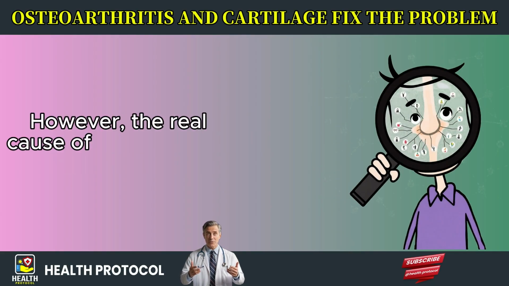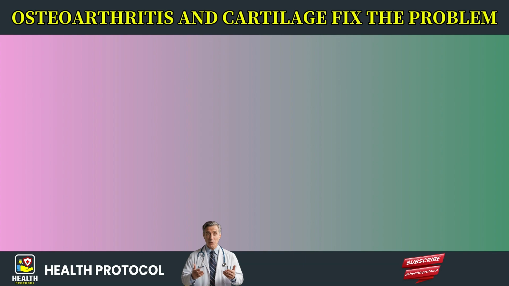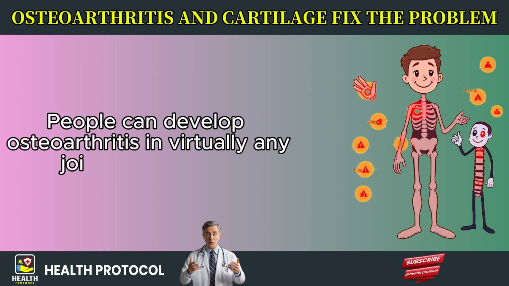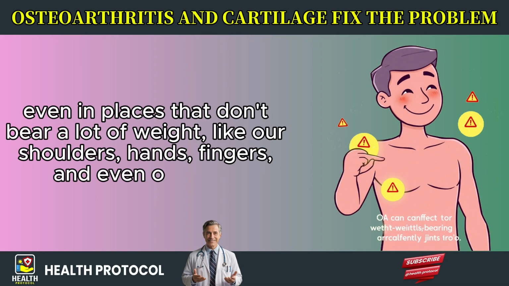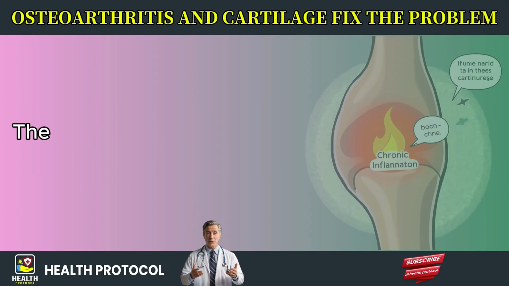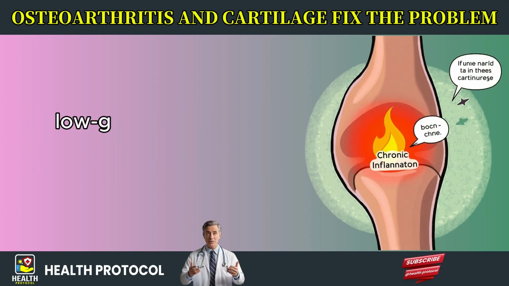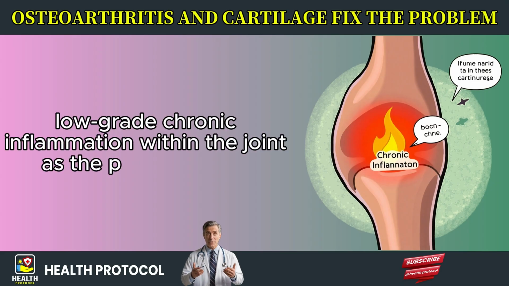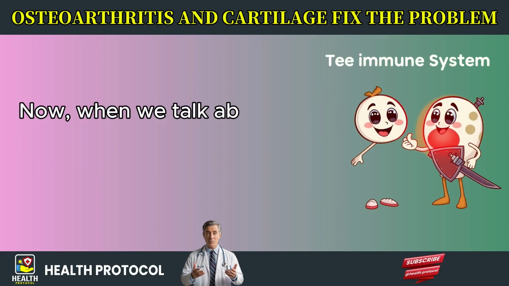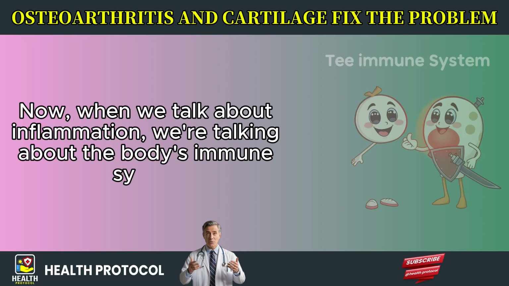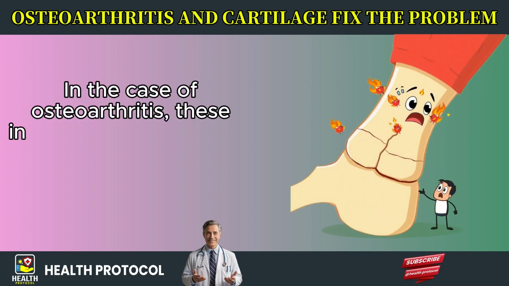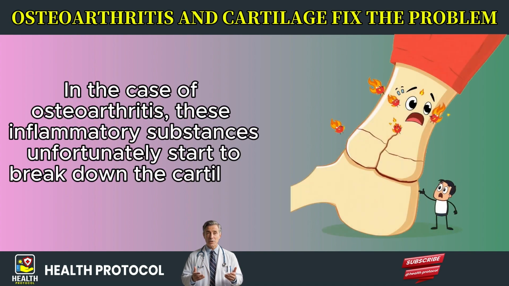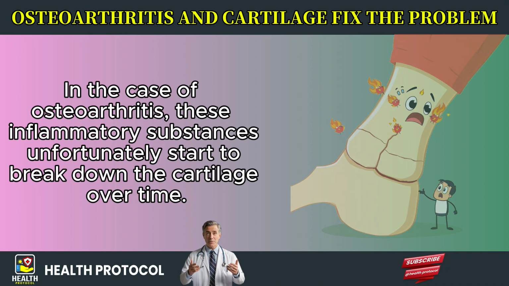However, the real cause of osteoarthritis is far more nuanced. It's not just about overuse. People can develop osteoarthritis in virtually any joint in their body, even in places that don't bear a lot of weight, like our shoulders, hands, fingers, and even our neck. The current understanding points to a slow-burning, low-grade chronic inflammation within the joint as the primary driver. Now, when we talk about inflammation, we're talking about the body's immune system sending cells and producing various substances. In the case of osteoarthritis, these inflammatory substances, unfortunately, start to break down the cartilage over time.